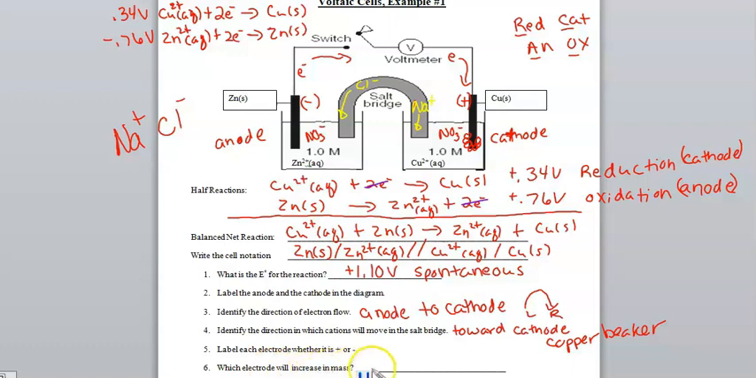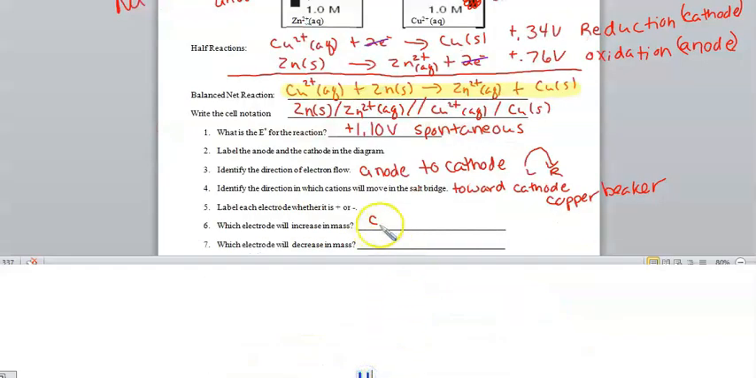Which electrode is increasing in mass? Well, you can look at your balanced equation. Let's see if I can highlight it for you so you can see it a little bit better. It's in the middle of a mess here. What solid is forming? Well, the copper is forming, and the copper is accumulating onto that, so it is the cathode. The cathode is always going to be gaining the mass, and so for this case, that is the copper solid.